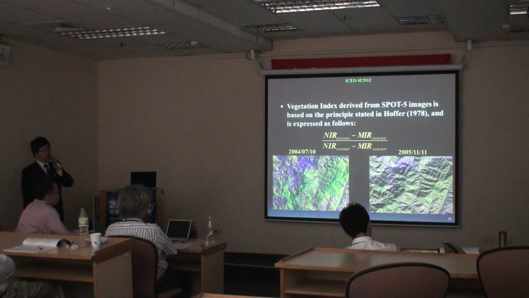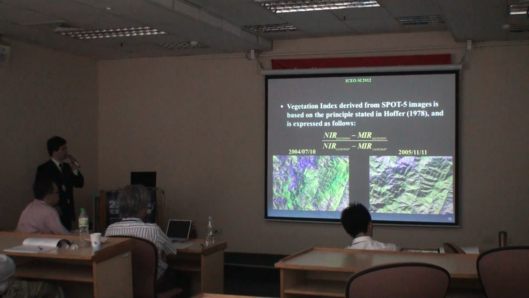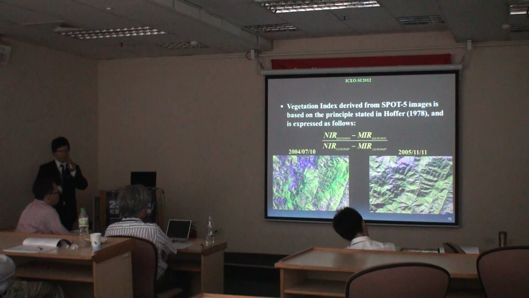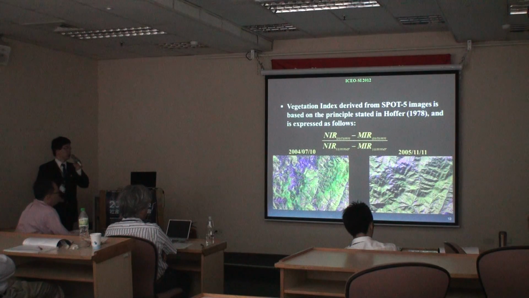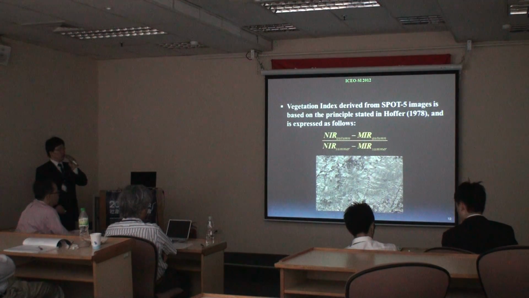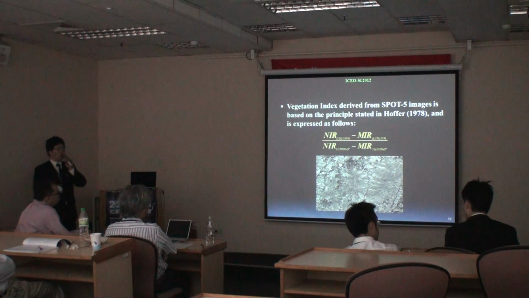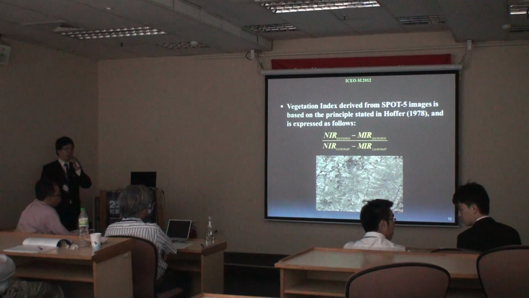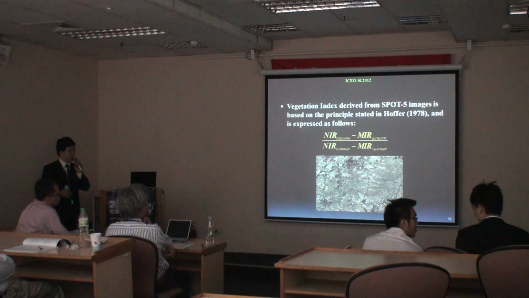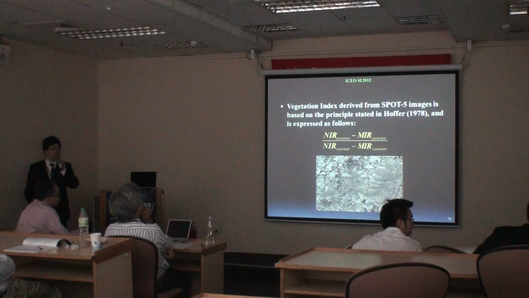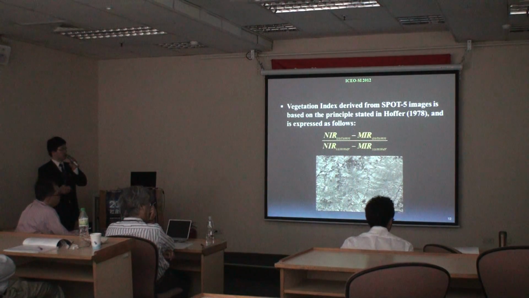And the vegetation index was derived from two SPOT images. One was acquired in summer in 2004, and another one was acquired in autumn in 2005. We established the vegetation index based on the principle of the changes in leaf moisture content in different seasons. This slide shows the equation.